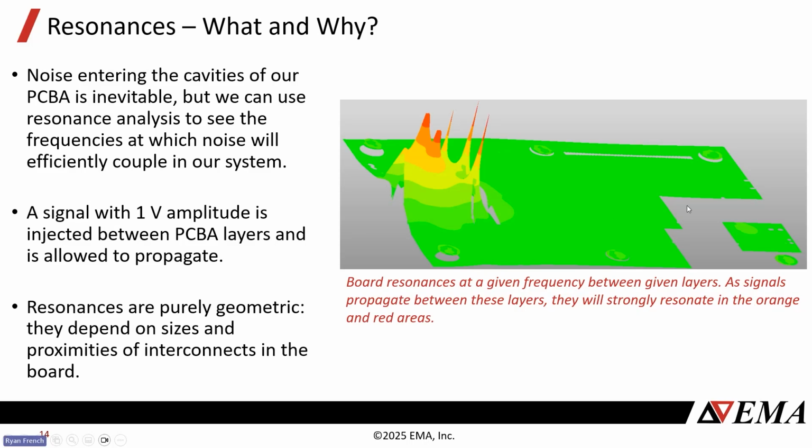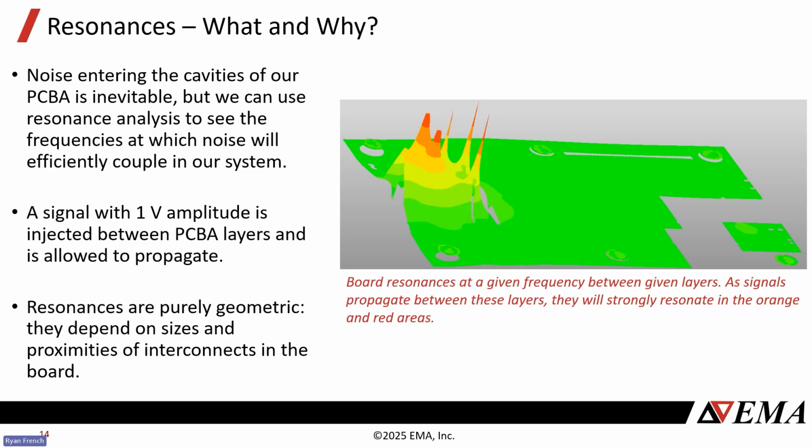And so what happens is we inject a 1 volt signal between two planes on a board, and we sweep the frequency. And then we look for the highest peaks. What frequencies are these peaks at? So at some frequency between two planes, we see this design has some really sharp spikes here. That means if we get noise in there at that frequency, it's going to bounce around and resonate a lot in those areas, creating a lot of noise. And these resonances are just geometric.